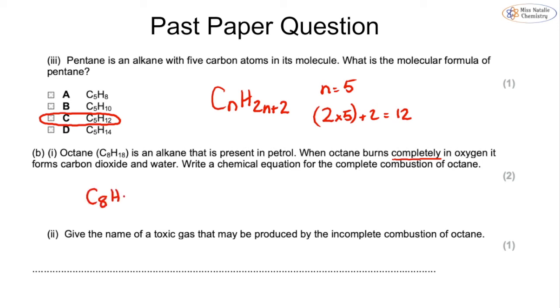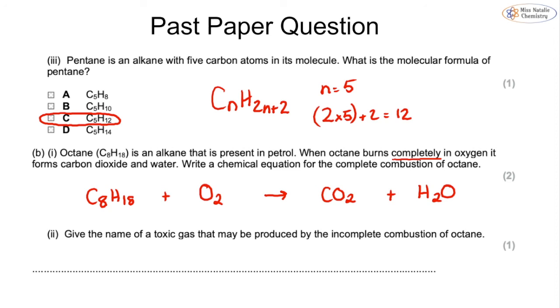We have C8H18. We react it with O2. Remember, oxygen is diatomic, so it's always O2. And we know that we form carbon dioxide and water, as the question told us this. That would get you 1 mark. Your 2nd mark comes from the balancing.